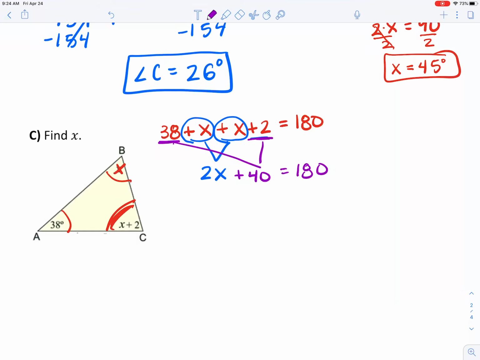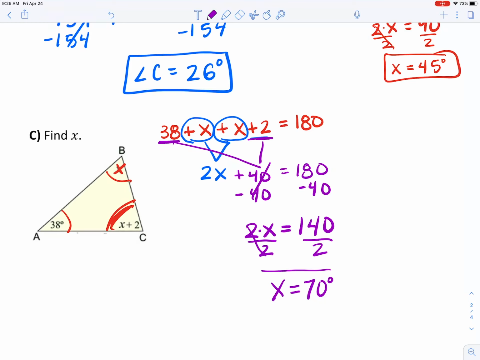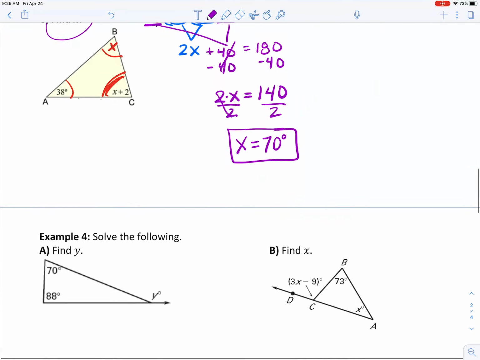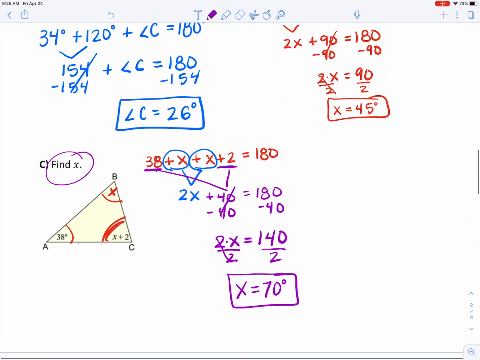Again, just like our normal solving, 2x plus 40. So how do you undo that plus 40? You minus 40 on both sides. So that cancels. Now we have 2x equals 140. How do you undo that 2 times x? What's the opposite of times? Divide. So divide by 2 on both sides. So x should equal 70. And let's just double check that's what we were looking for. Yes, it was. Okay, so we are going to stop there today for our notes.